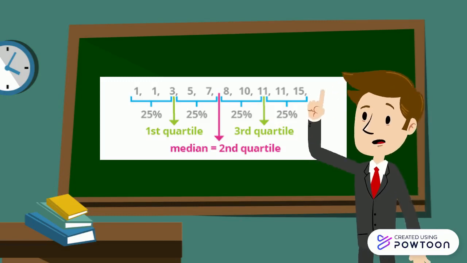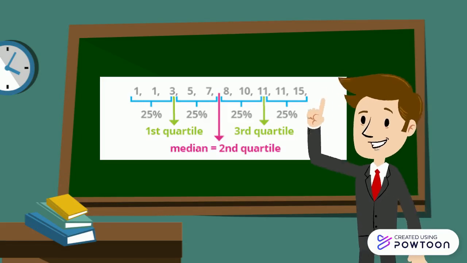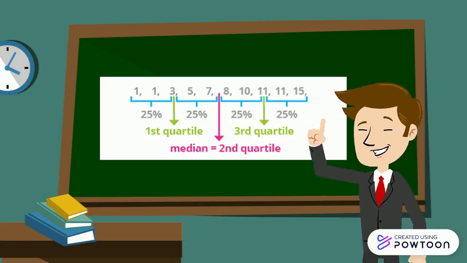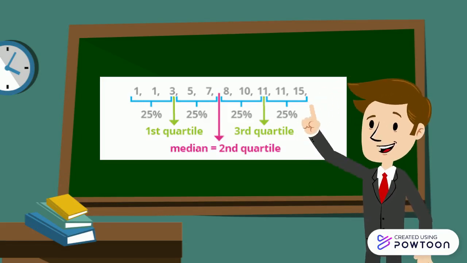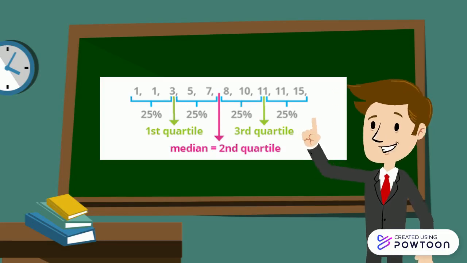Second quartile is easy to find as it's just the median of the data. The first quartile can be found using the formula n plus 1 divided by 4. The third quartile can be found using the formula 3 times n plus 1 divided by 4.